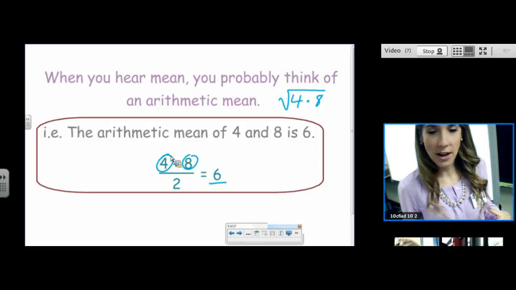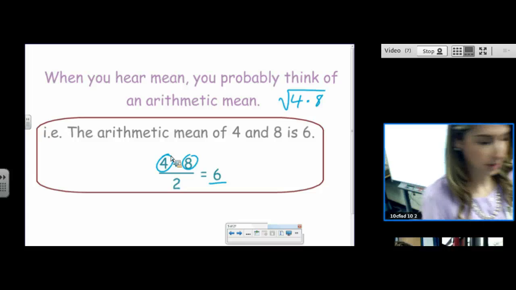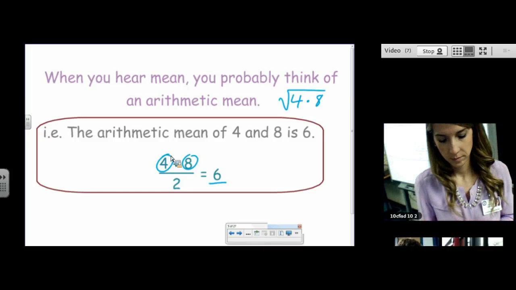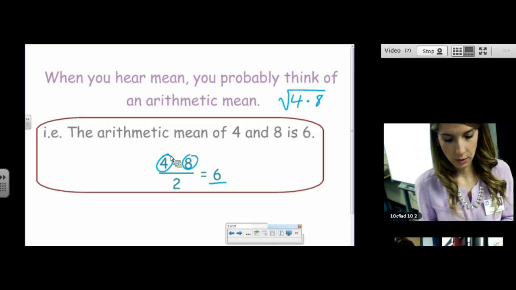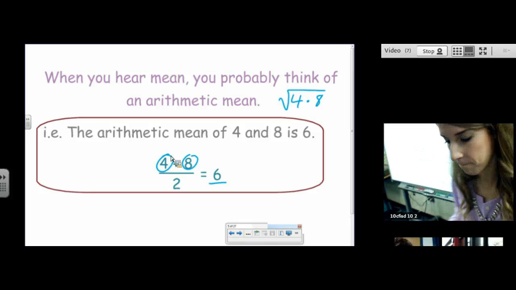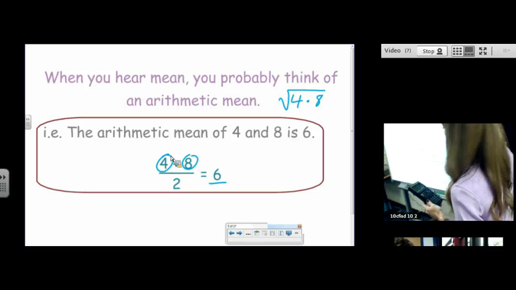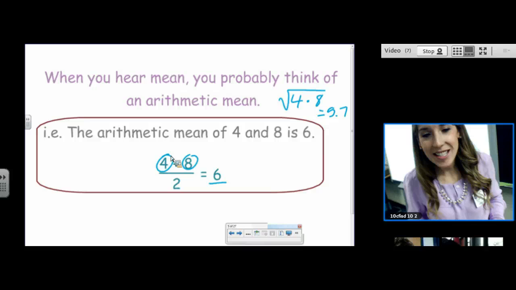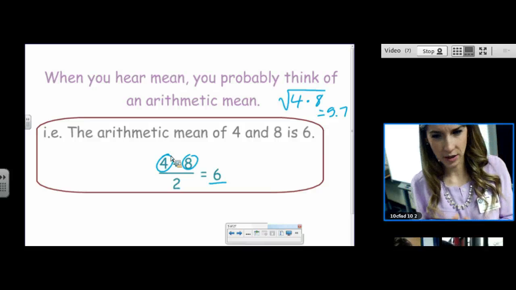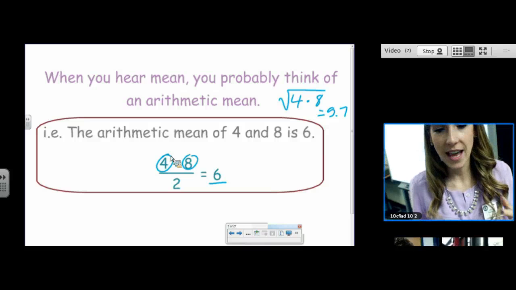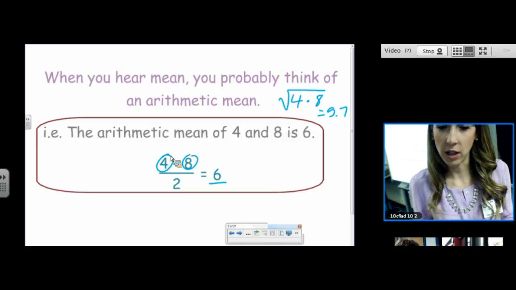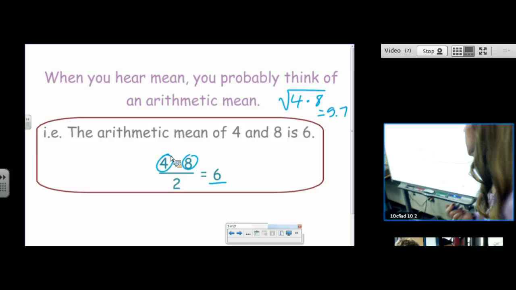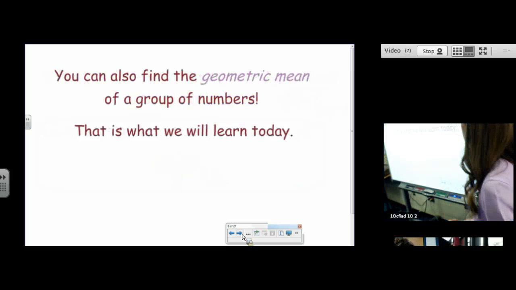So what's the geometric mean of 4 and 8? The square root of 4 times 8? 5.7. So in this case, because our numbers are so small and so close together, the geometric mean is actually really close to the arithmetic mean. Very good question. So Edriel asked, let's see.